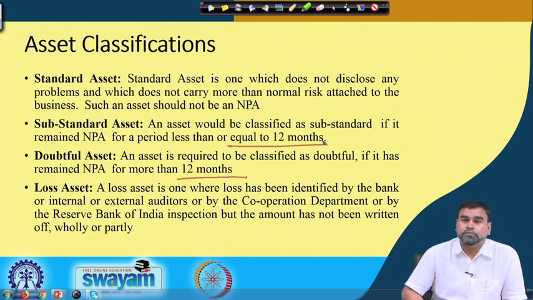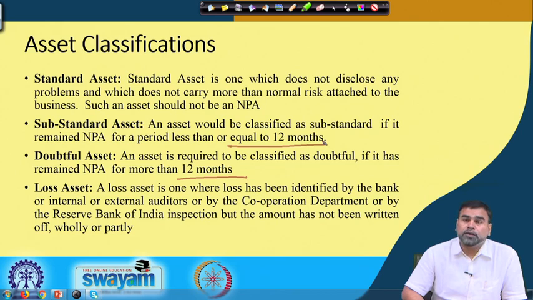Then the final one is the loss asset. The loss asset is one where the loss has been identified by the bank or the internal or external auditors or by the cooperation department or by the Reserve Bank of India inspection, but the amount has not been written off wholly or partly. At the time of auditing, some of the loan amount can be written off for particular reasons. With proper approval from RBI or from the government, some amount of loan can be written off.